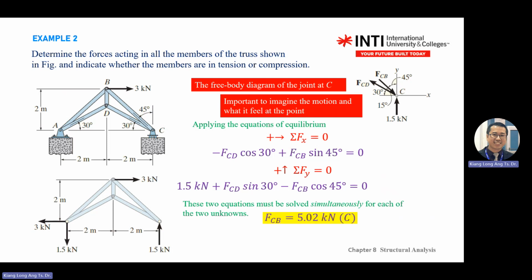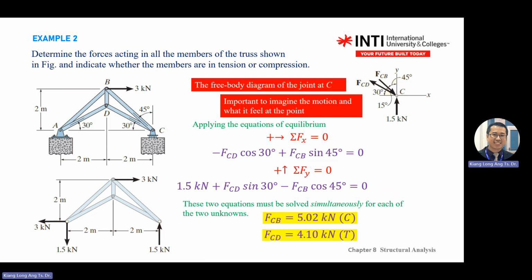Okay, I'll straight away give you the answer. At the end, you arrive at FBC equal to 5 point something kilonewton. Then remember, if you're looking at the member, there is a T or C. FCB is pressing, so it's compression on the pin. And FCD is pulling out, so it's tension.